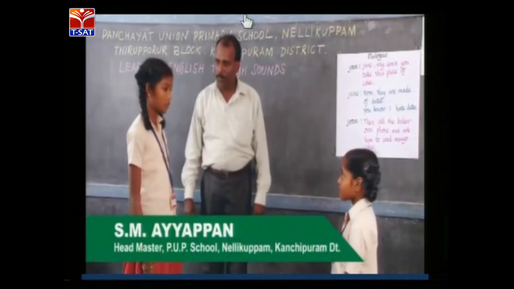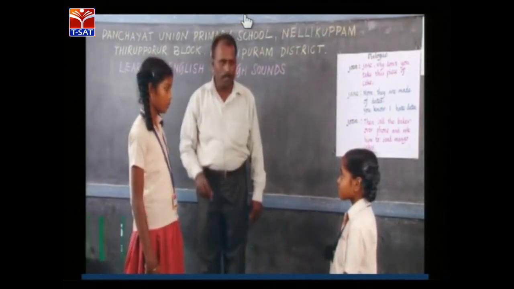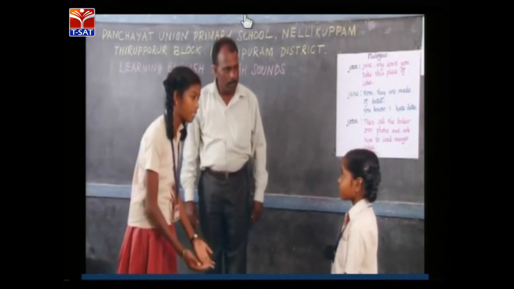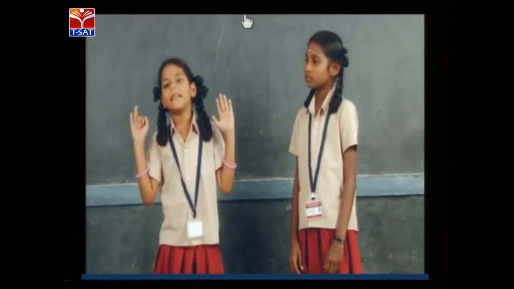Now you have to take the role as Joan, your mother. She is Jane's daughter. Start. Jane, why don't you take this piece of cake? Mom, they are made of dates. You know I hate dates. Then call the baker over phone and ask him to send mango cakes. There are some days. There are some days. There are some days in a week. Sunday, Monday, Tuesday, Wednesday, Thursday, Friday, Saturday. Well, friends, it's awesome.